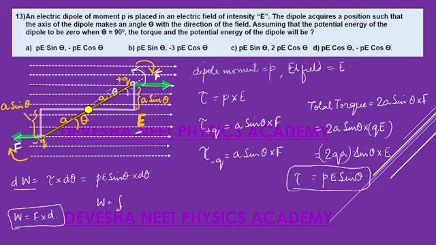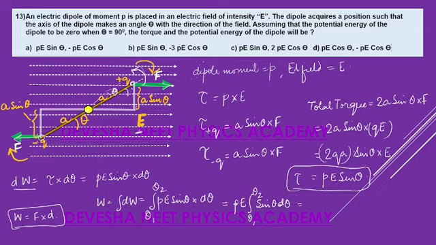Work is equal to the integration of dW. This is equal to dW is PE sine theta into d theta. Okay, and imagine it moves from theta 1 to theta 2, two angles. So this is equal to PE, I can take it outside, integral from theta 1 to theta 2 of sine theta d theta.